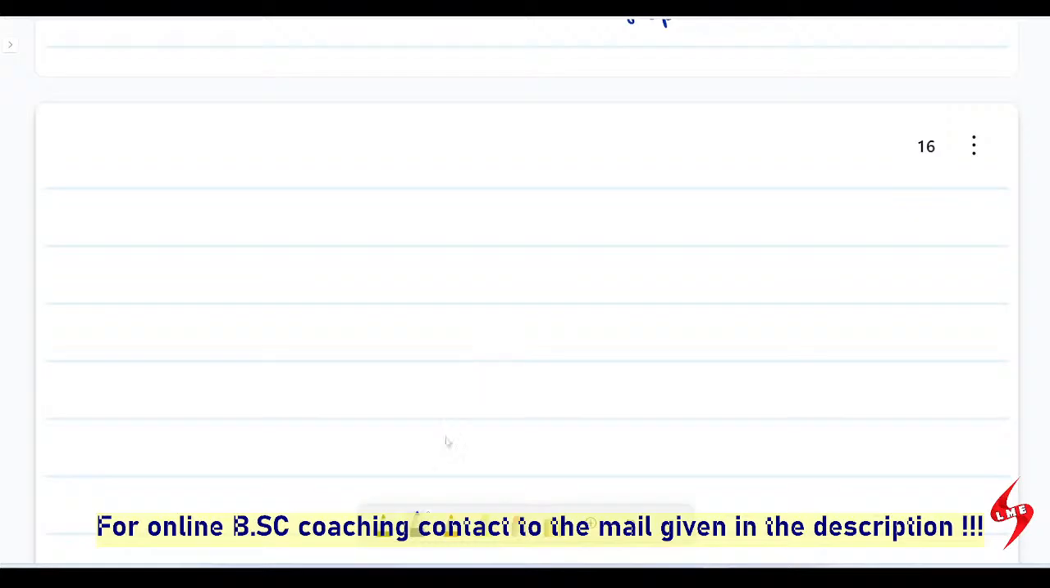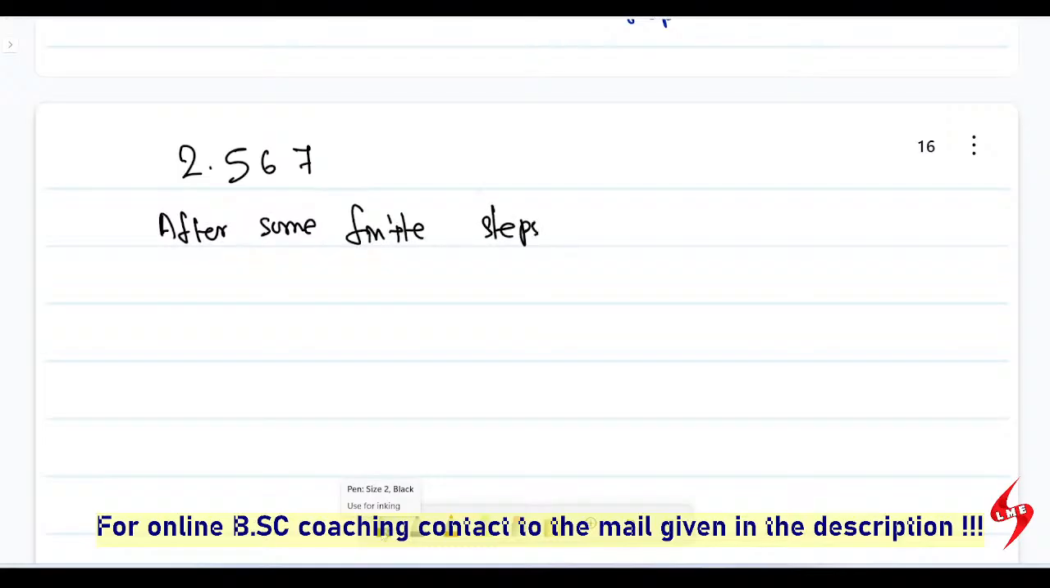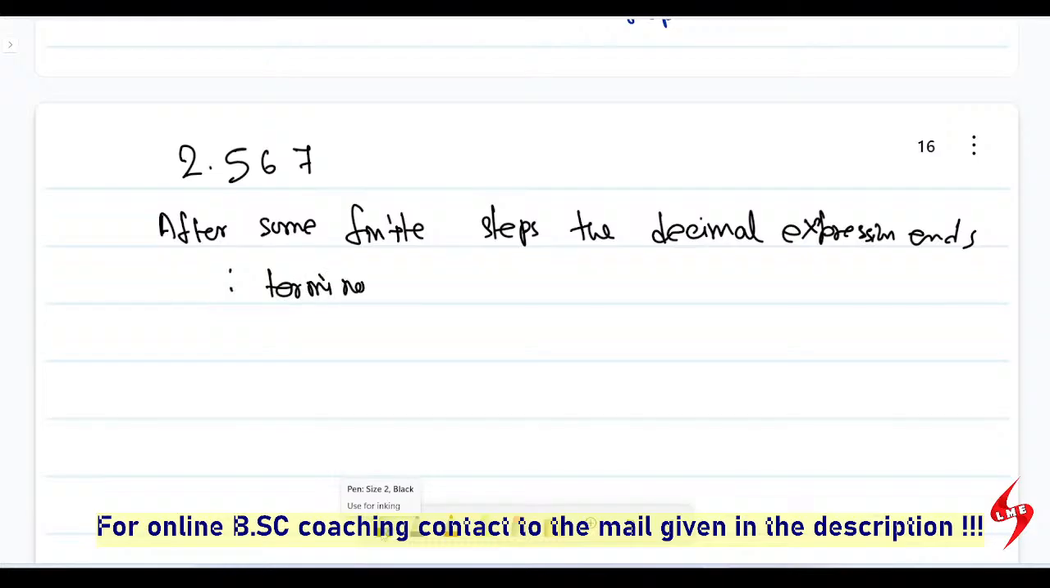So if I have a decimal expression like 2.567 and then it stops, after some finite steps the decimal expression ends, then it is called a terminating decimal expression.